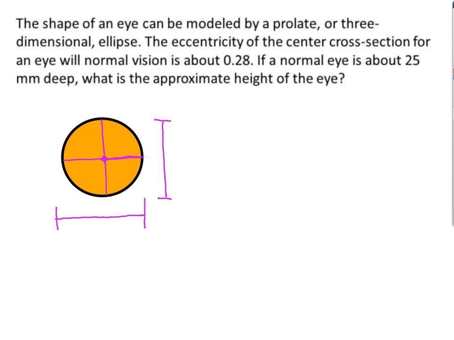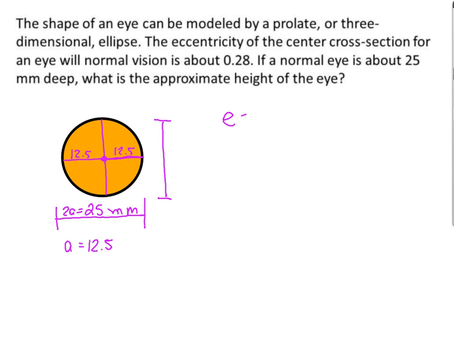So if we cut the cross section, we're going to end up with an ellipse. They tell us that it is 25 millimeters deep. Because it's going to have a center, we can find the halfway mark, and each of these will be 12.5. This is the wider part of our ellipse, so we know this is our a value. The whole width is equal to 2a. So our a value is the distance from the center out to the side of the ellipse, or a is 12.5.